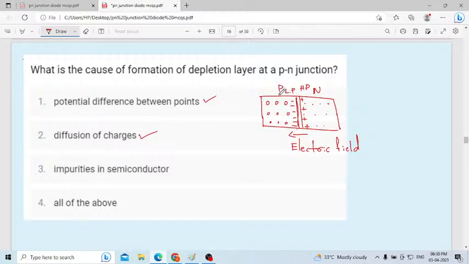Then here P type and N type, these semiconductors we consider as extrinsic semiconductors. How do you get an extrinsic semiconductor? By adding impurities. By adding impurities we get N type and P type semiconductors. Then the third option is also correct. Then tell me Rajini, what is the correct answer for this question? Now you can tell me the correct answer.